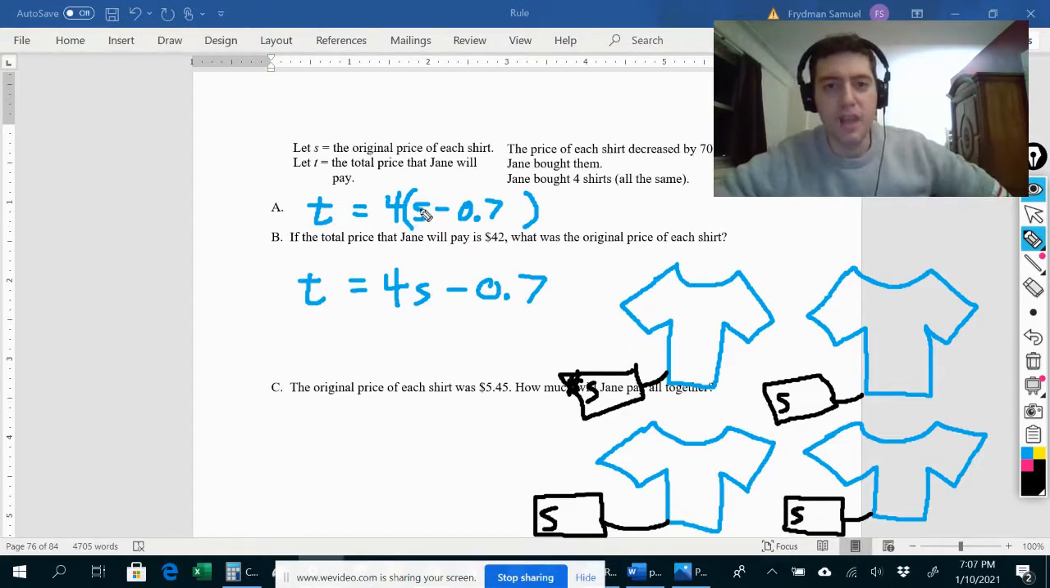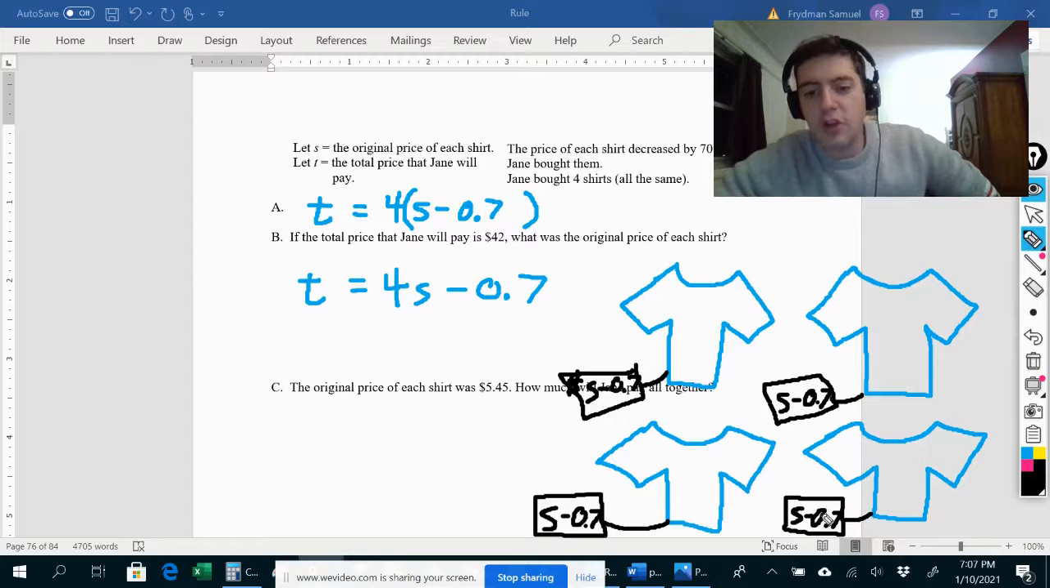This equation is telling us to take away 70 cents from the price of each shirt, and to do that 4 times, because all of this is in parentheses. So each price tag would then say the original price minus 70 cents, which is $0.7. So this is correct for what the problem was talking about, okay?